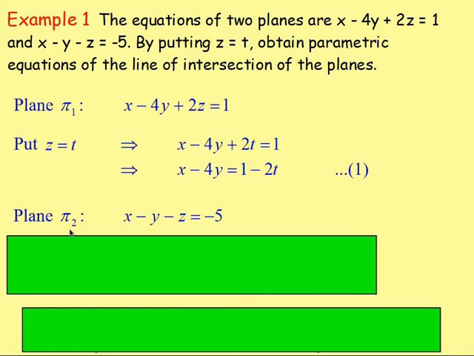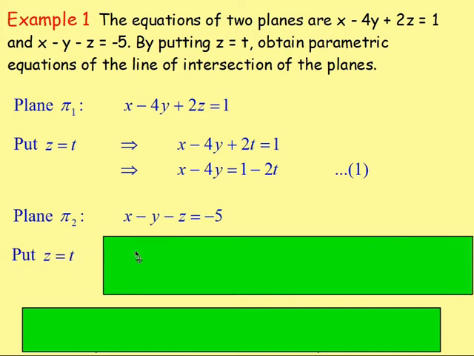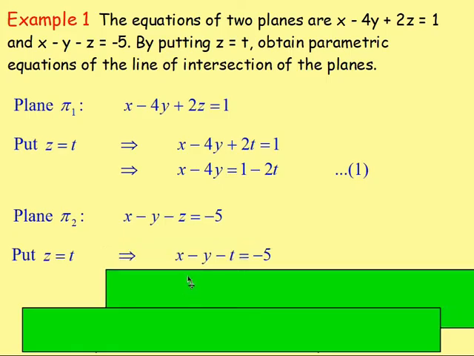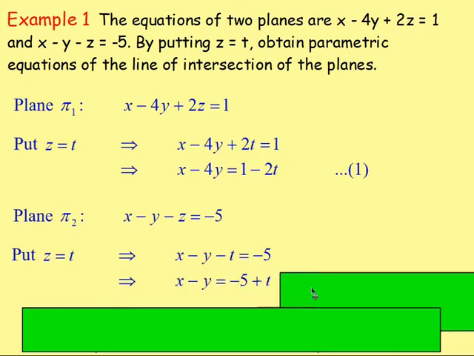With plane pi2, again, we're wanting to replace z with t. So instead of x take away y take away z, we'd have x take away y take away t equals -5. Again, you're really wanting x and y on one side of the equal sign and anything else on the other. So add t to both sides, and that would give you x take away y equals -5 plus t. And that is your second equation.